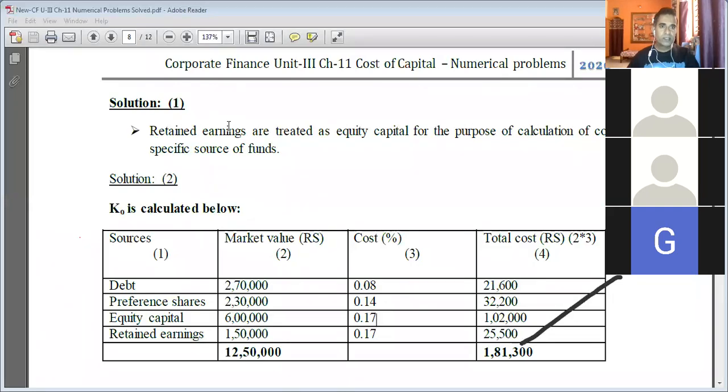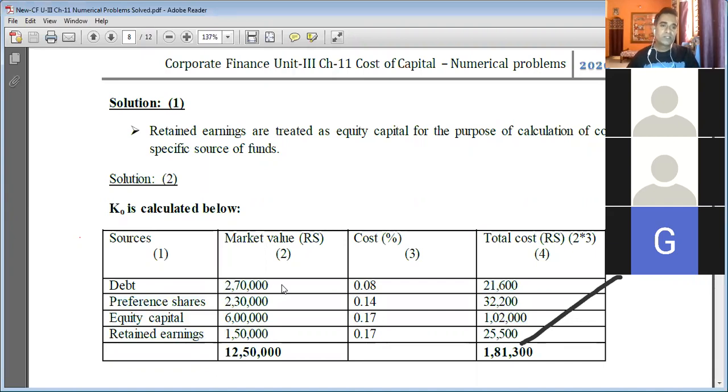Yes, Gitanjali. Sir, to get the market value, we need to multiply book value into face value, no? See, you don't worry about that part. Market value figures will be readily given in the problem. Okay, a little bit extra information we give for knowledge of the students.